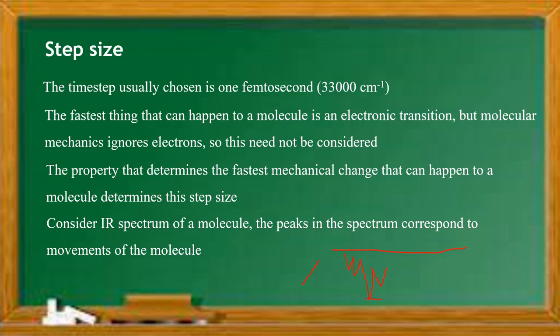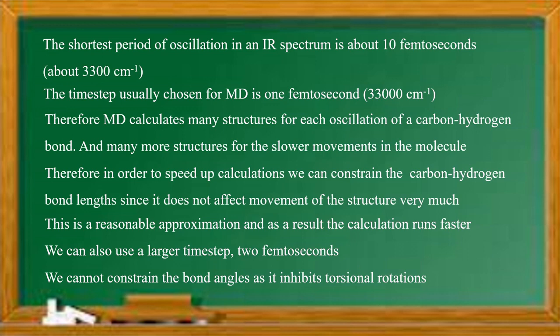movement of the molecule. It can be a carbon-hydrogen movement or a double bond or single bond movement. So the fastest mechanical change that can happen to a molecule is the appearance of a peak in the spectrum. The shortest period of oscillation in an IR spectrum is 10 femtoseconds, that is 3300 centimeter inverse. Therefore the time step chosen for MD is 1 femtosecond.